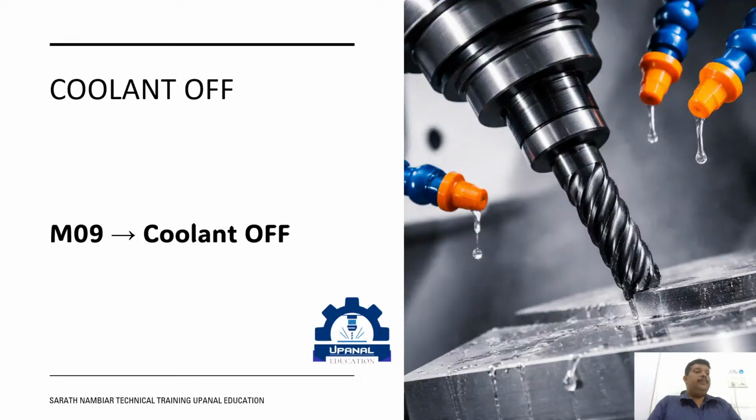Now we come to the coolant on and off. Earlier we saw coolant being turned on, that is M08. Now after machining is completed, coolant is turned off using M09. This is simple. The coolant is only needed during cutting.